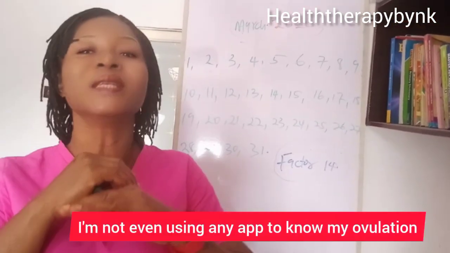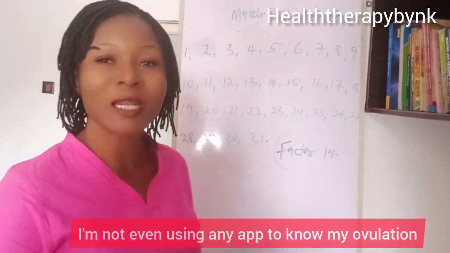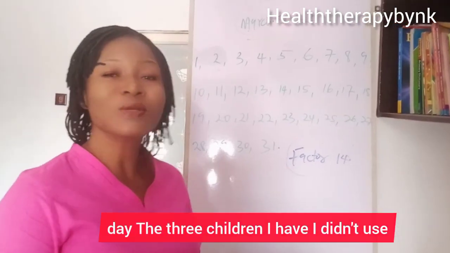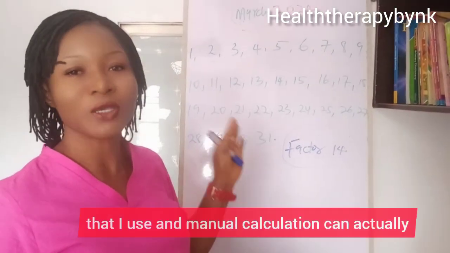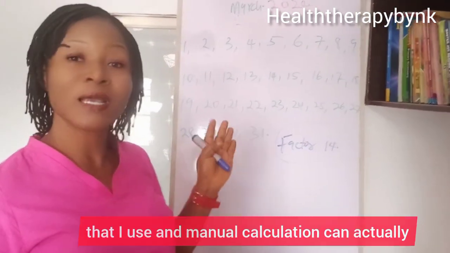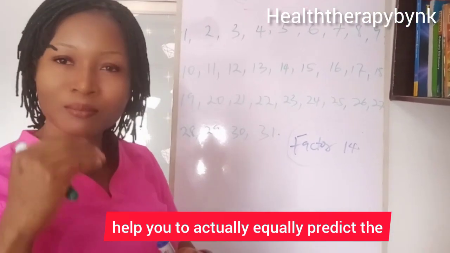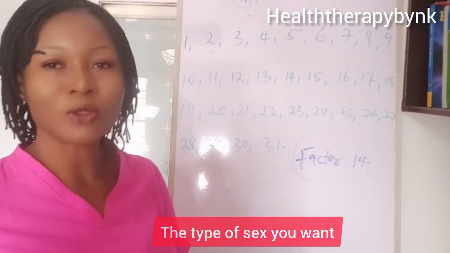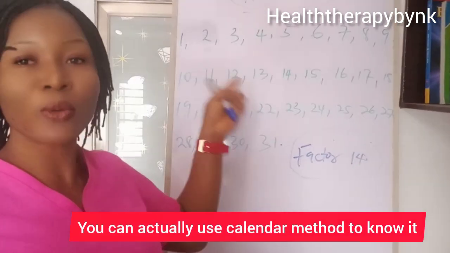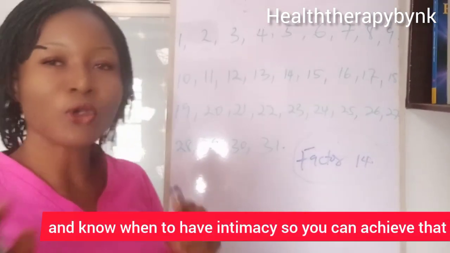Believe me, I'm not even using any app to know my ovulation day. The 3 children I have, I didn't use any app to track it. It was all manual calculation that I used. And manual calculation can equally help you to predict the sex of your baby, the type of sex you want. You can use the calendar method to know it and know when to have intimacy so you can achieve that.